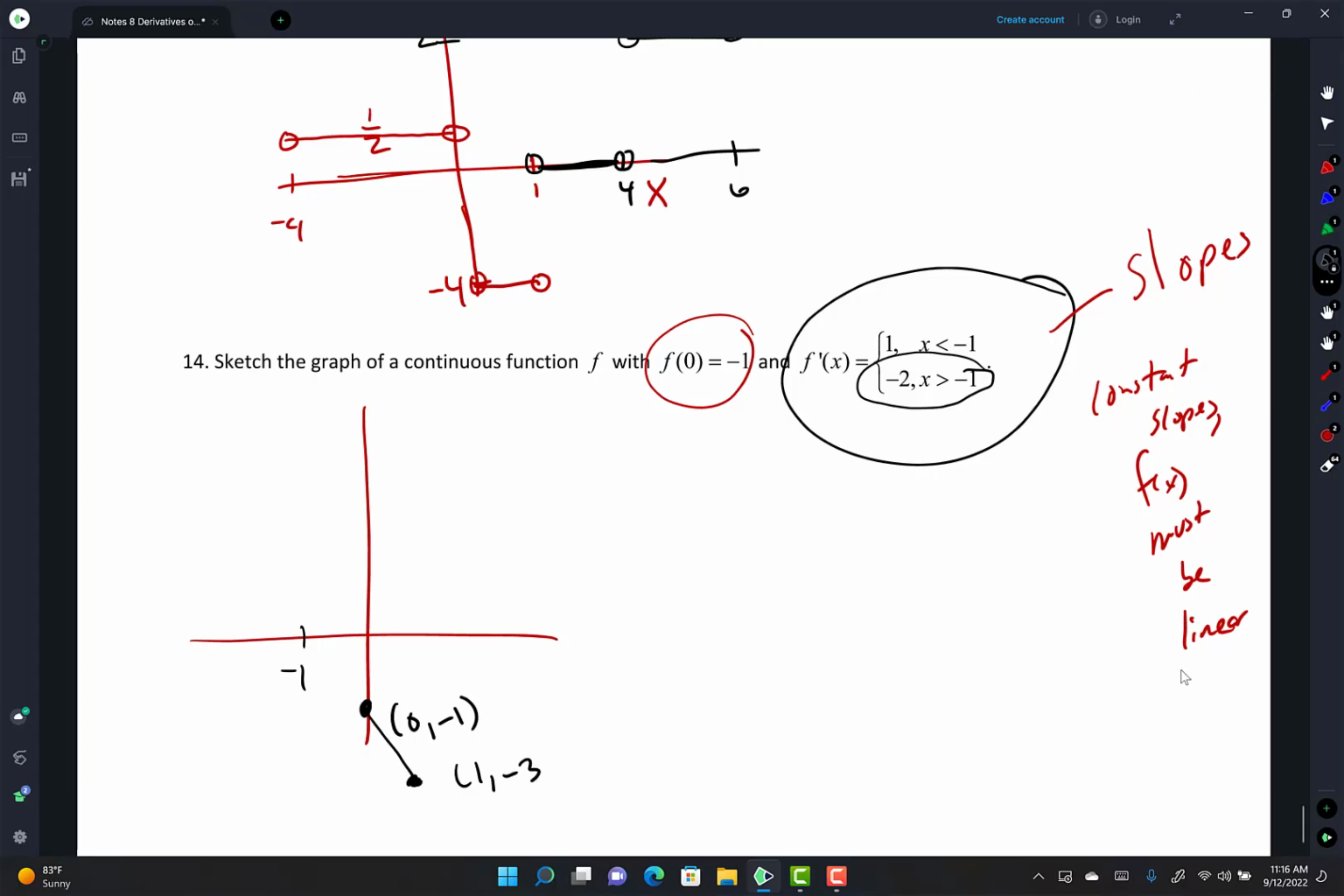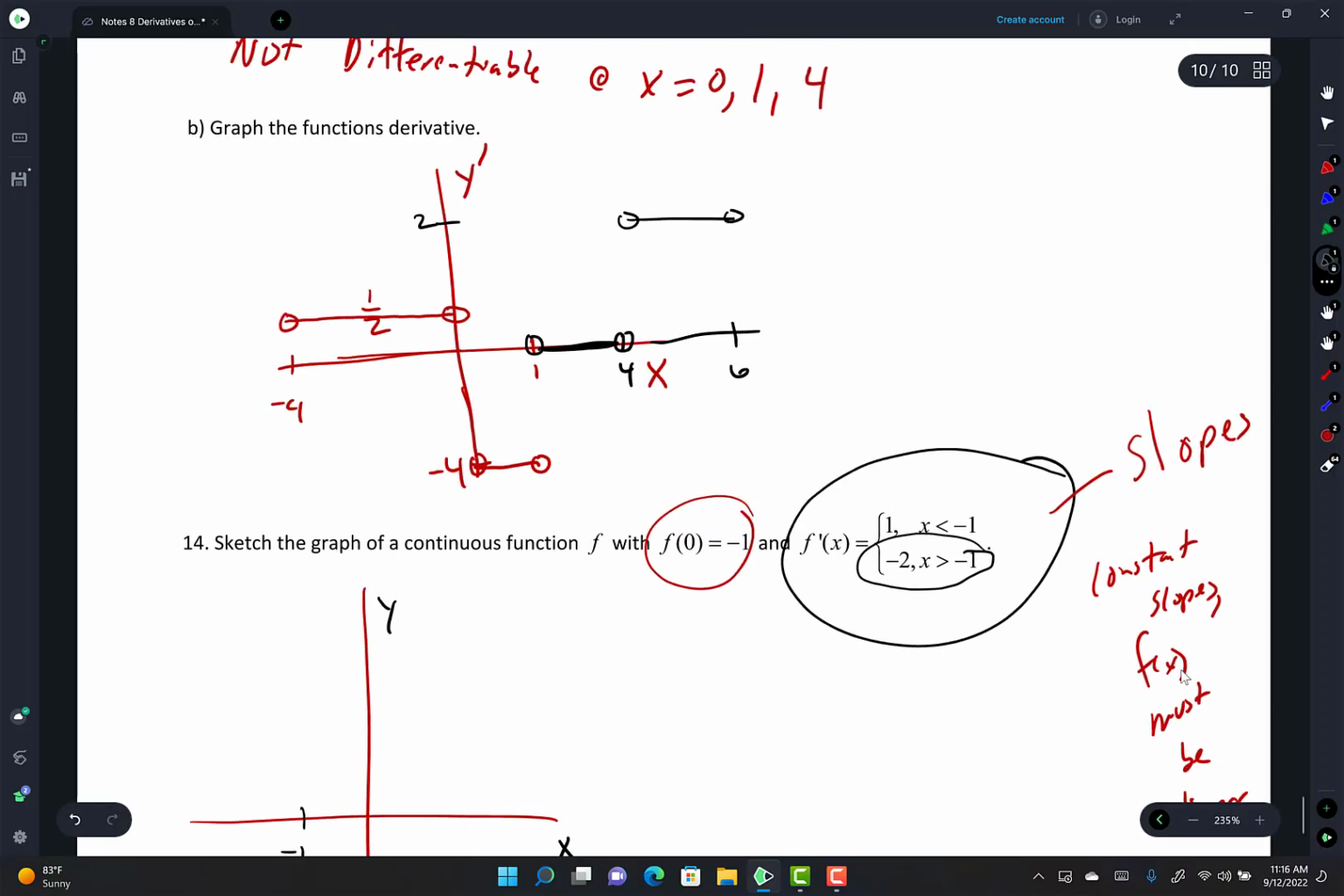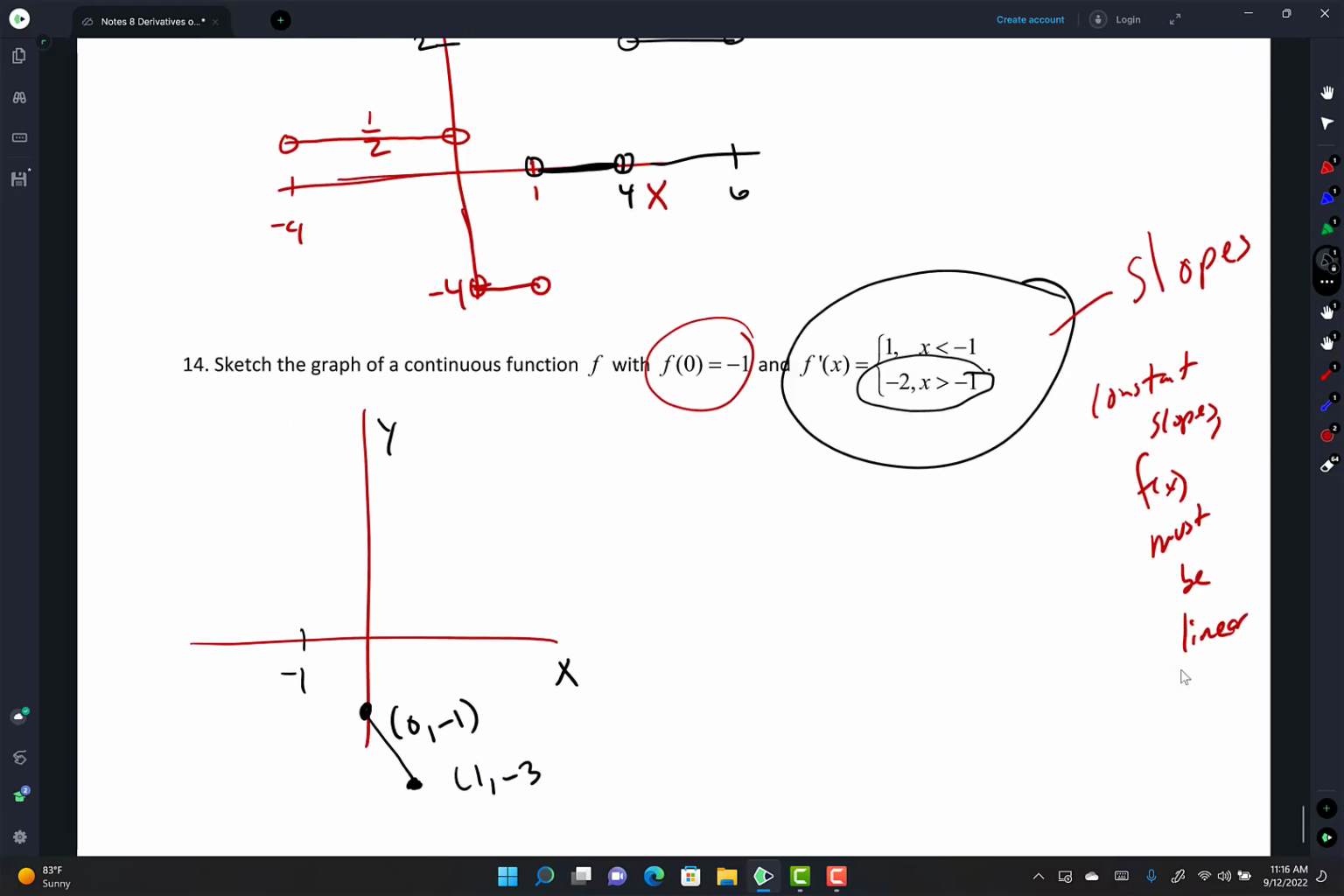No. This is y, this is x. I'm not doing y prime and x, I'm graphing f of x. If it were a horizontal line, it would be a slope of 0, and I don't have a slope of 0. I have a slope of 1 and a slope of negative 2. This goes forever like this, guys. Now I'm going to go 2 up and 1 to the left. So that point, make it a solid. I should be at negative 1 comma 1.